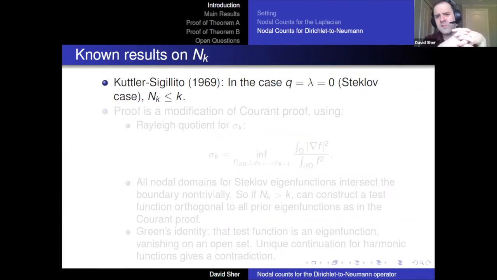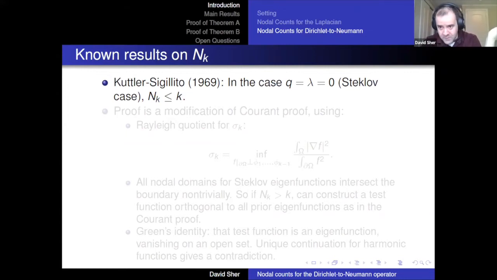What about the Dirichlet-to-Neumann eigenfunctions? So now we're in the setting of our capital MK and NK. And of course, the case that people have considered the most is where Q and lambda are both 0. This is a result of Cutler and Sigillito in 1969, a while ago. They proved the Courant nodal domain theorem for NK, the interior eigenfunctions: that the number of nodal domains for the interior eigenfunctions is again at most k.